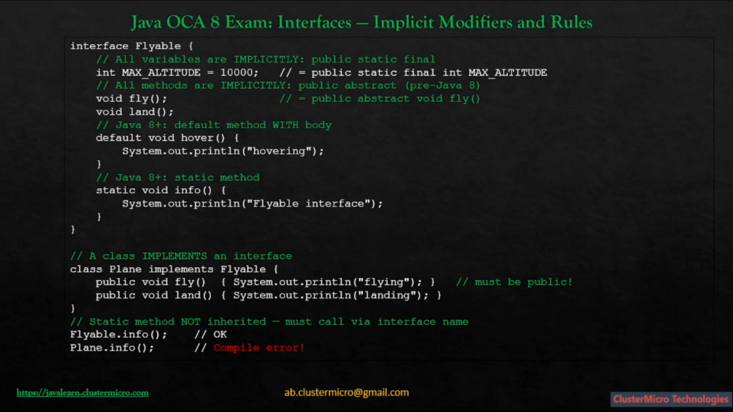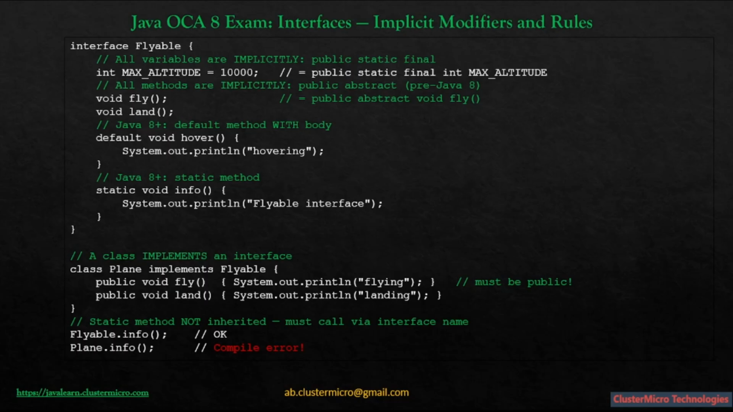Public means it is accessible everywhere, static means it belongs to the interface itself, not any implementing object, and final means the value can never be changed. These are constants, not instance variables. You cannot modify MAX_ALTITUDE anywhere. It is locked at 10,000 forever. This is why interfaces cannot hold instance state. Every variable is static and final, and they are shared and unchangeable.